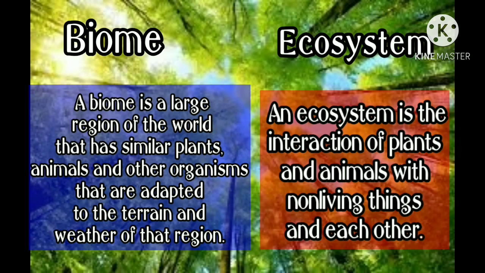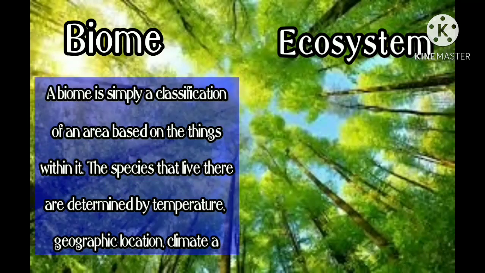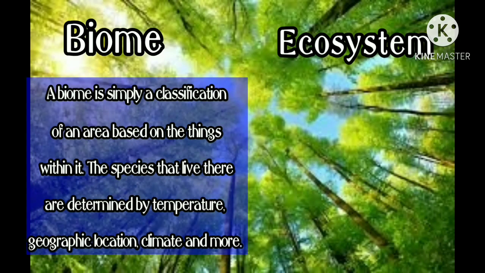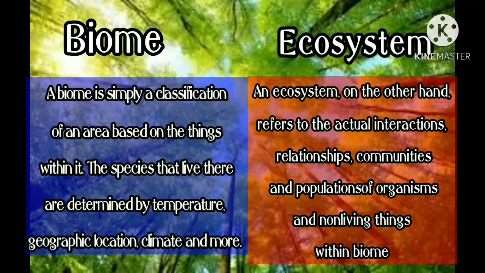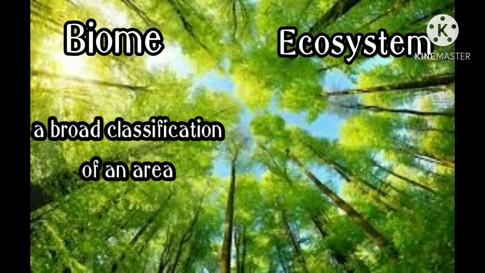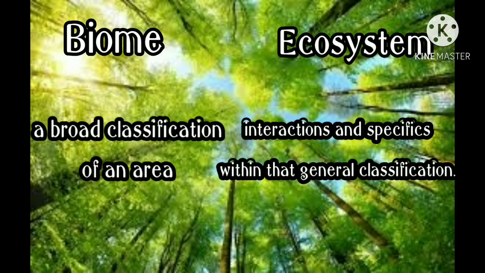Each organism has a role to play within the ecosystem. A biome is simply a classification of an area based on the things within it. The species that live there are determined by temperature, geographic location, climate, and more. An ecosystem, on the other hand, refers to the actual interactions, relationships, communities, and populations of organisms and non-living things within biomes. You can think of a biome as a broad classification of an area, while an ecosystem refers to interactions and specifics within that general classification.